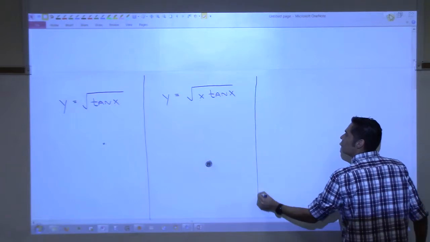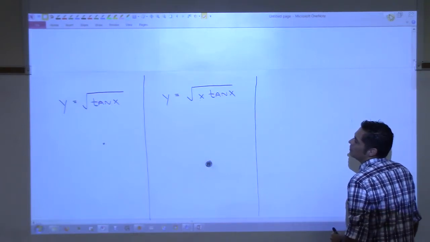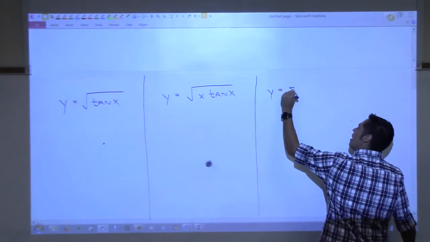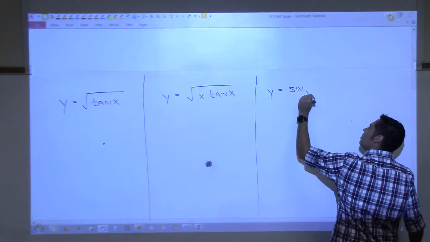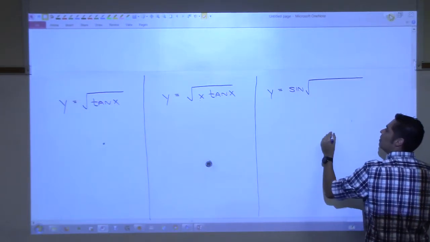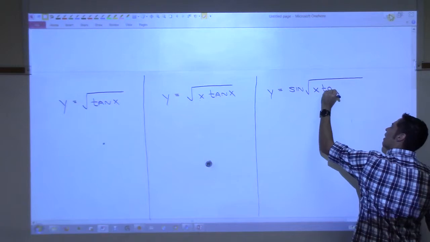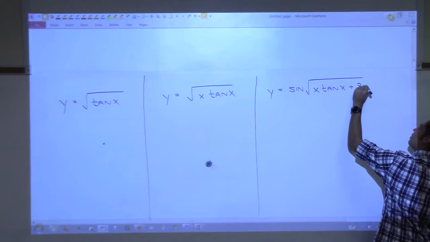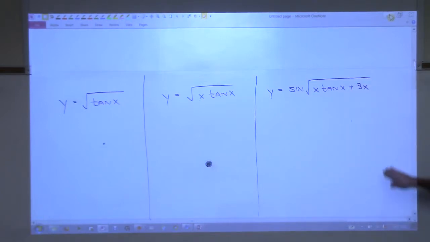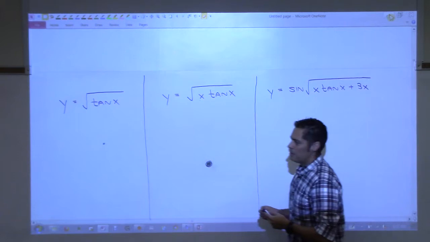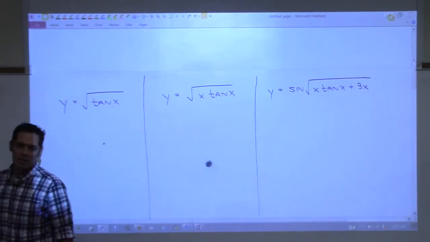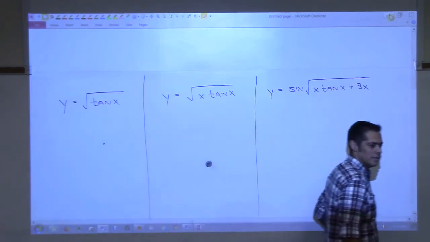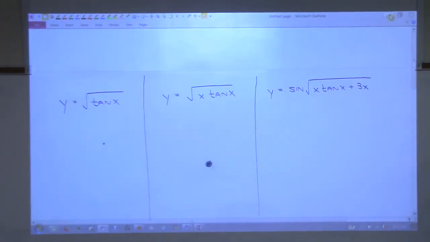And the last one will be, how about, y equals sine of the square root of x tangent x plus 3x. You can do the first one, you've got a basic understanding of chain rule. Second one, you're starting to get a little more involved. Third one, I think you're probably there.